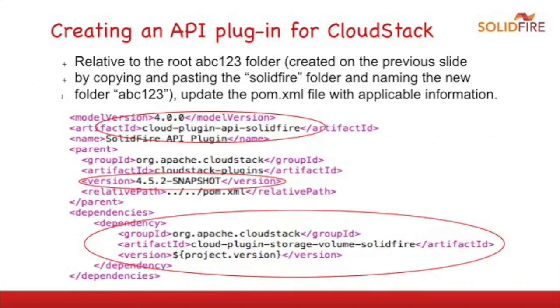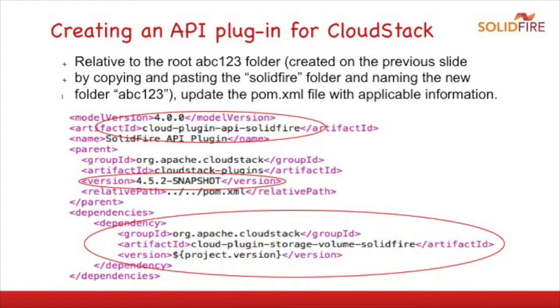All right, so now that we've got our ABC123 directory, we can go in there, and there's a pom.xml file, the project object model file for Maven. It's just an XML file. If we go into that and edit it, we can see there's a few pieces of interest that I've circled. The top one is just the name that we want to give to the artifact, the jar file. Here it's going to be cloud-plugin-api-solidfire when you first see it.